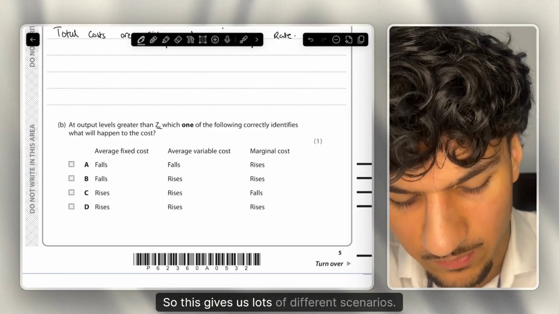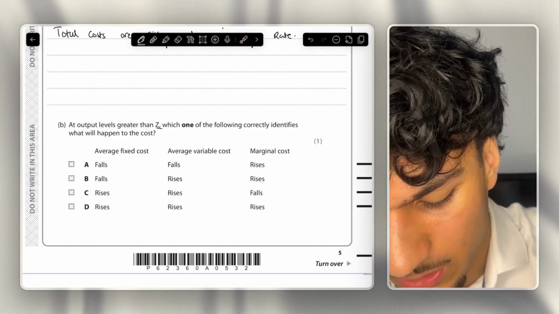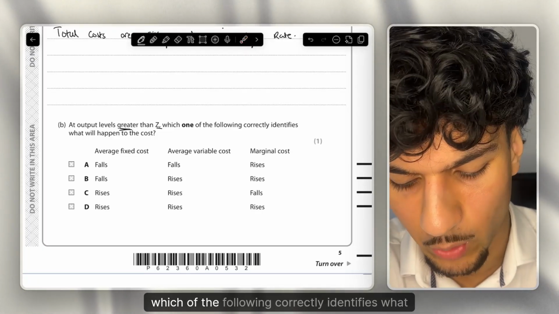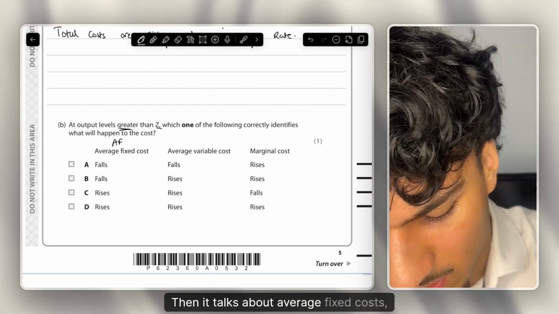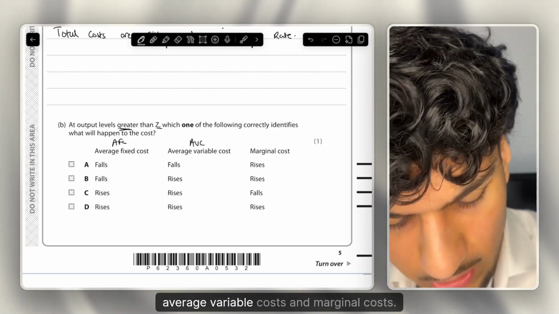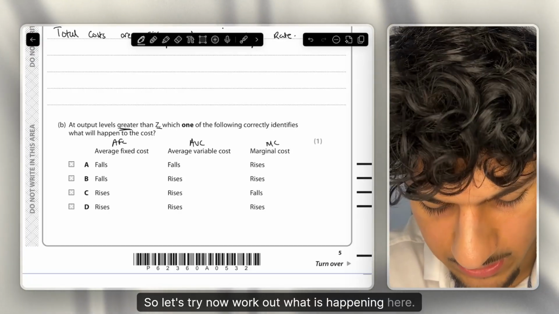So this gives us lots of different scenarios. At output levels greater, and that's the key word here, greater than Z, which of the following correctly identifies what happens to costs? Then it talks about average fixed costs, average variable costs, and marginal costs. So let's try now to work out what is happening here.